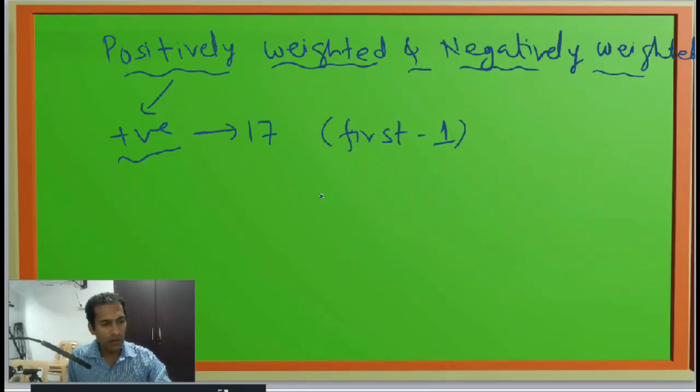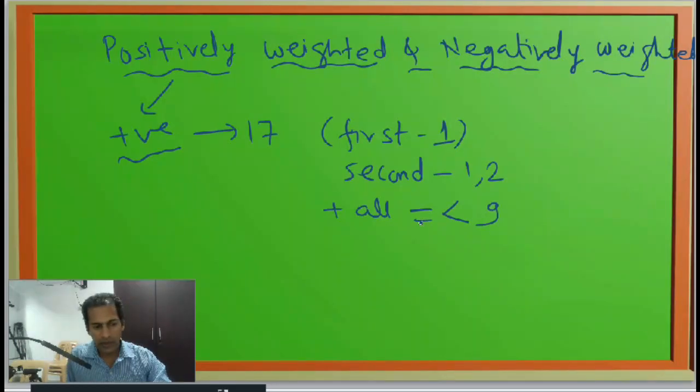The second weight must be either 1 or 2. And the sum of all the weights must be equal to or greater than 9. Like the codes 8421, 2421, 5211, these are some of the positively weighted codes available.